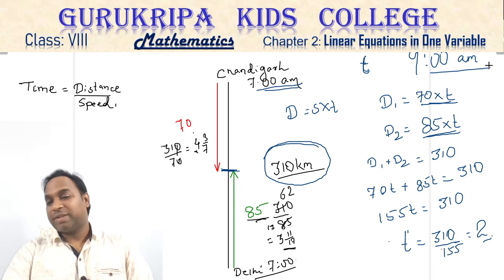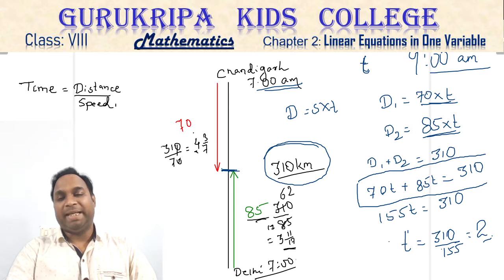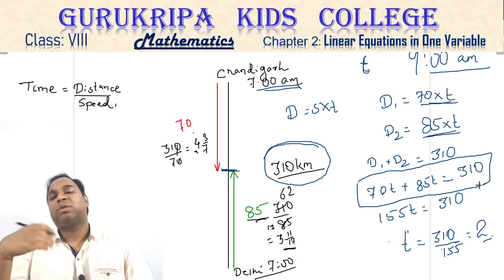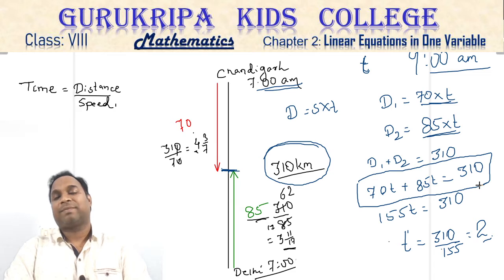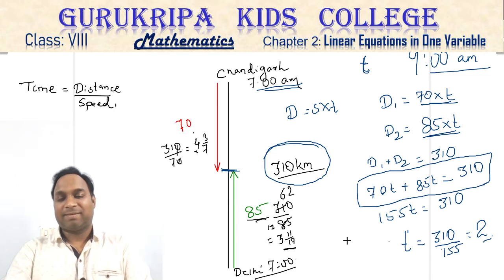So how did we solve this question? We formed one linear equation. This is what a linear equation is. We formed one linear equation and then we solved it to get the answer. Now don't say that they are meeting after 2 hours, so after 2 hours they will reach here.